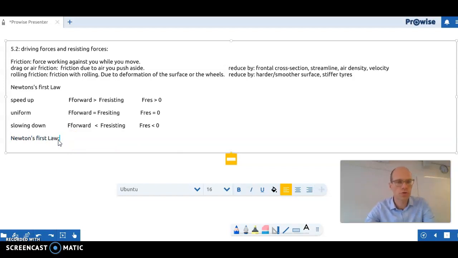So Newton's first law of motion is that if there is a uniform motion in a straight line, the resultant force is 0 Newton, and the other way around as well. So if the resultant force is 0 Newton, there's a uniform motion in a straight line as well. That is Newton's first law, and we're going to practice with that in class.